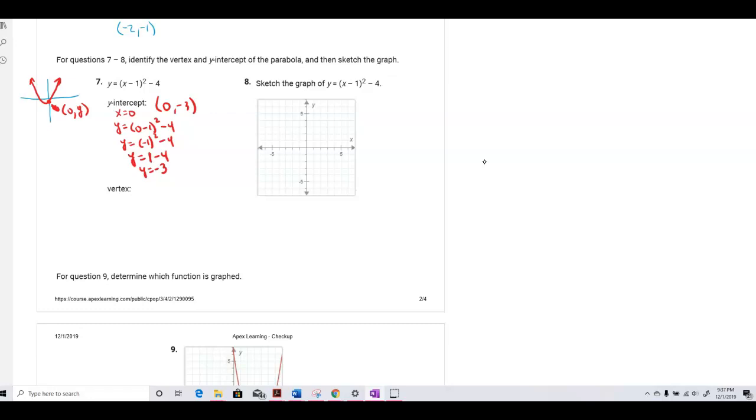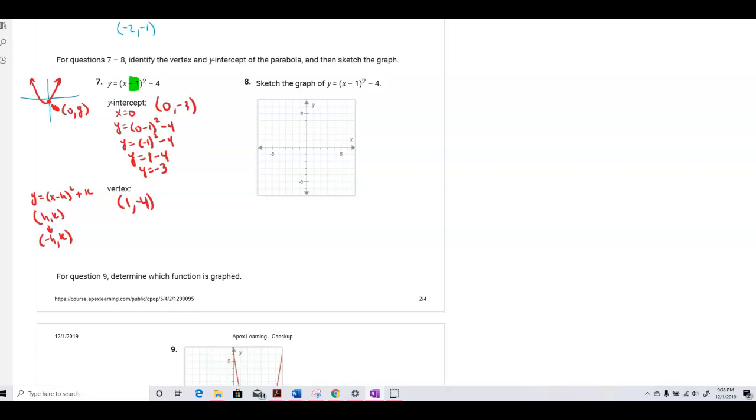Now, anytime we have a graph in the form x minus h all squared plus k, the vertex is always at (h, k). But remember, we think the opposite of h. So when I look at this number inside here, the x-coordinate of my vertex is going to be the opposite of negative 1. What is the opposite of negative 1? Positive 1. And then my y-coordinate is just at negative 4.